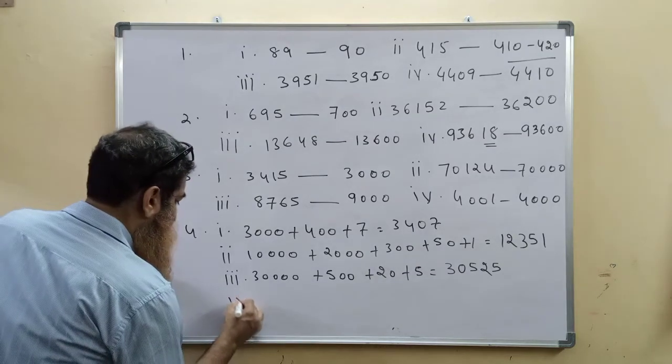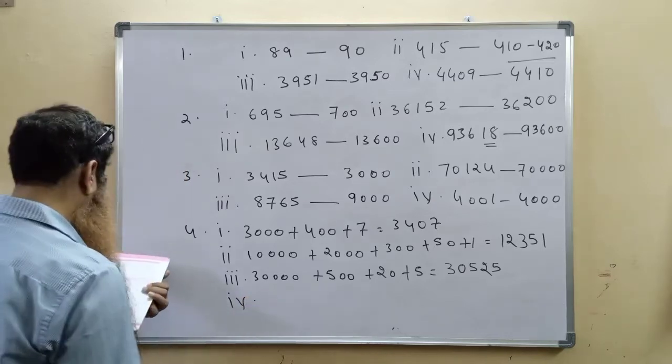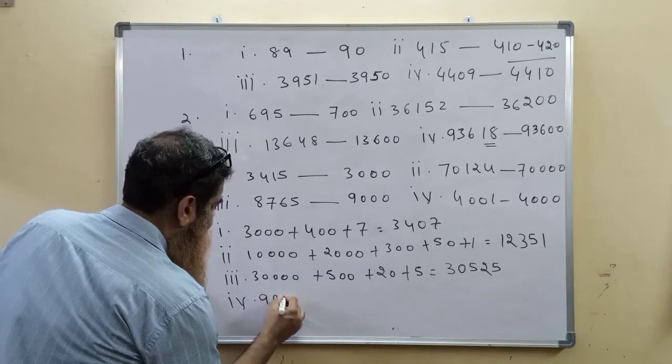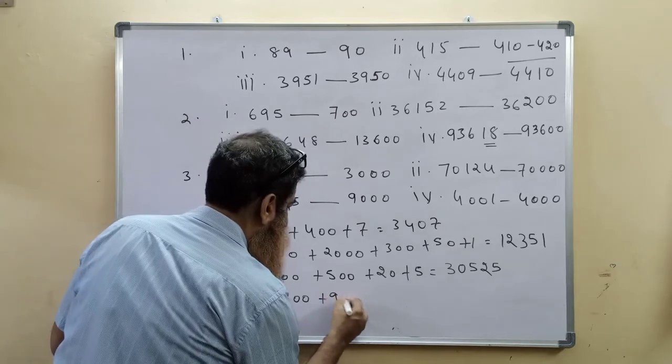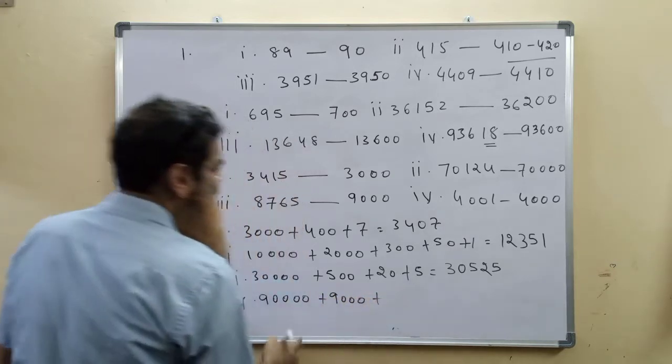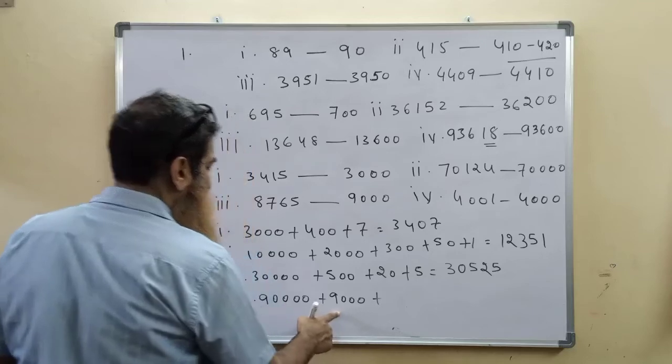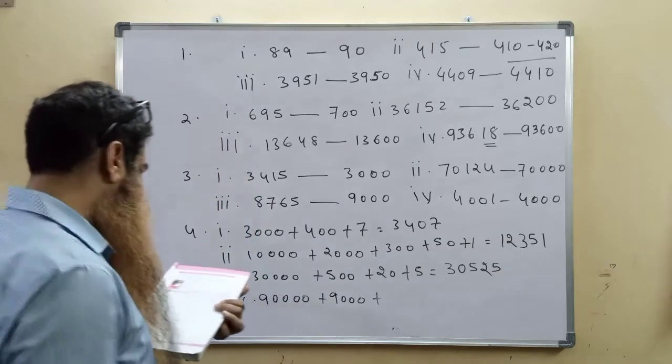Then the last and fourth bit in the fourth question is 90,000 plus 9,000. We have 9,000 at the thousands place, and 9 at the 10,000 place.